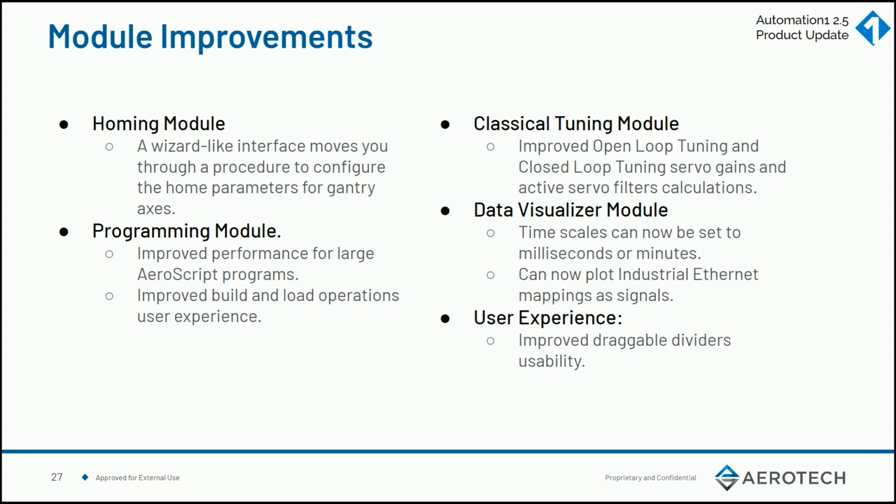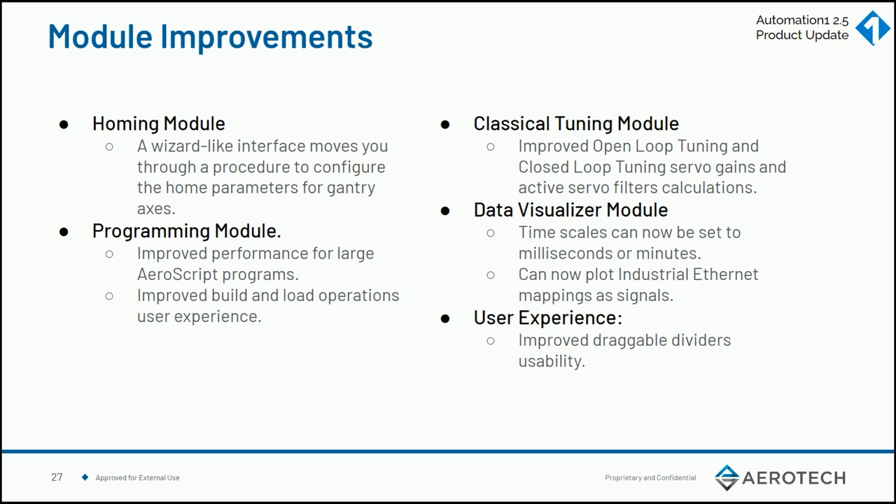Module improvements. There's tons of improvements done to all of our software modules that build up the Automation1 Studio application. We improved the homing module with a wizard-like interface for gantry axes. We improved the programming module, specifically performance levels for large AeroScript programs, and then improved the build and load operations user experience as well. Cleaned up some things there. Inside of the classical tuning module, we improved your open loop tuning and closed loop tuning servo gains and active servo filter calculations. So you're going to get a lot better calculations when you're using those tools.